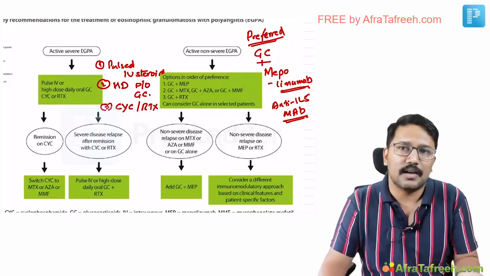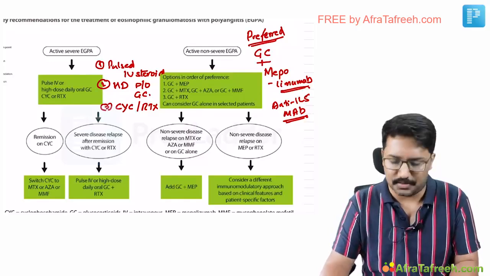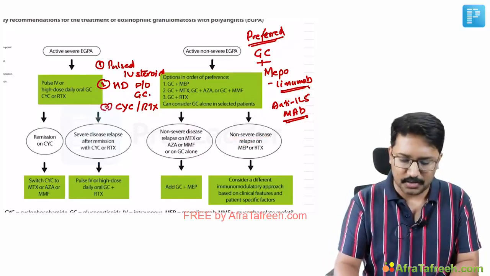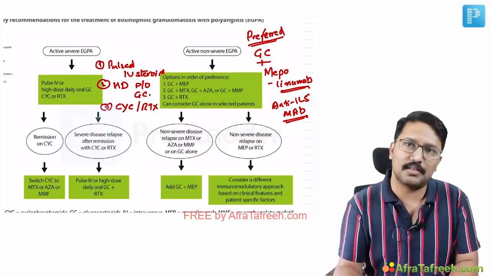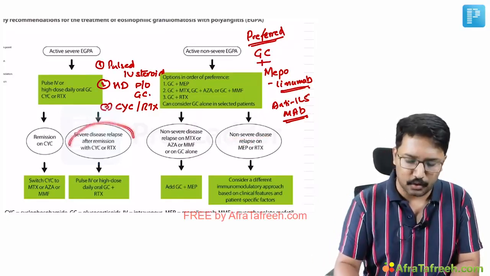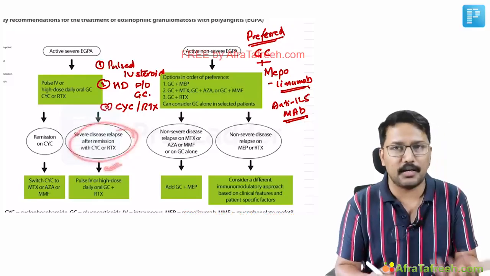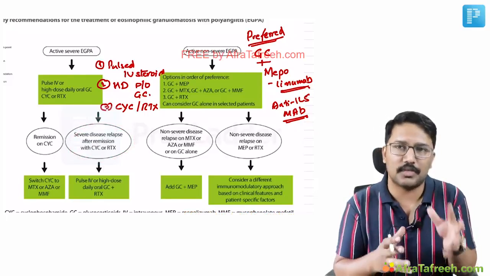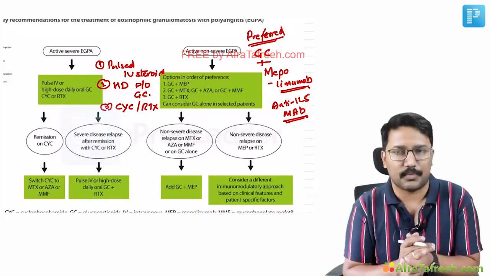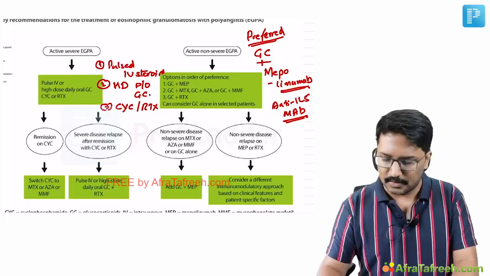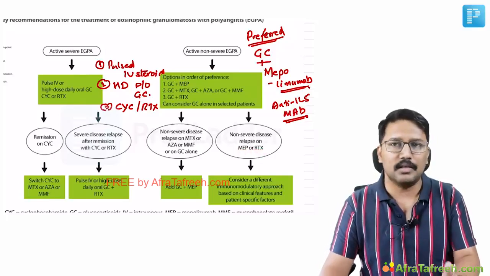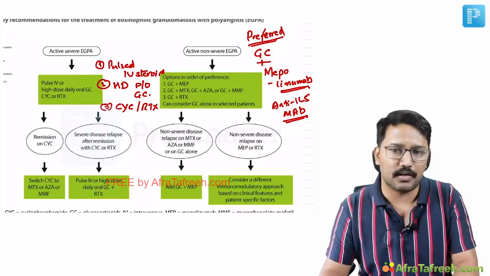What if there is a relapse after achieving the remission? If you achieved the remission and there is a severe relapse, you will be following this regimen, right? So you will be reinducing, and when we are reinducing for a severe relapse, we will be using a combination of steroids plus rituximab, right? If there is a non-severe relapse, and the patient was on mepolizumab or rituximab, in these cases we have to think of alternative immunomodulatory drugs.